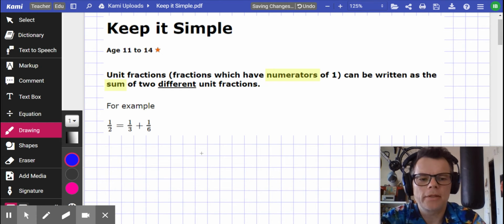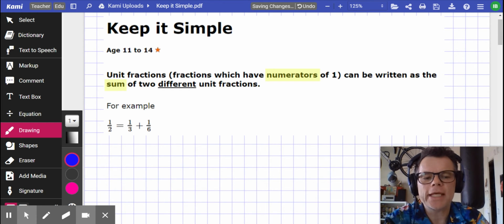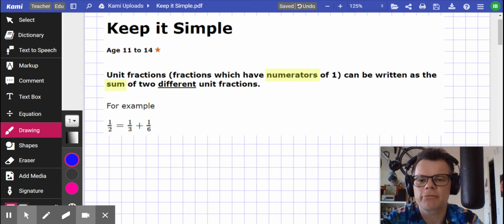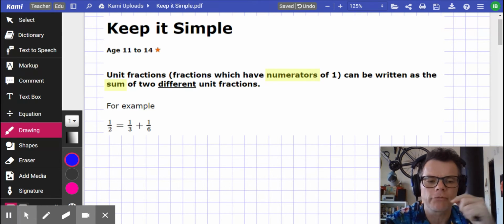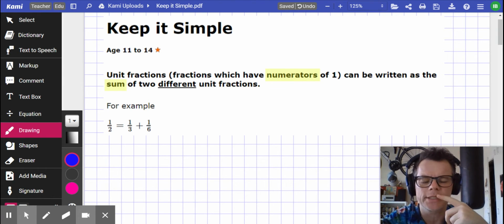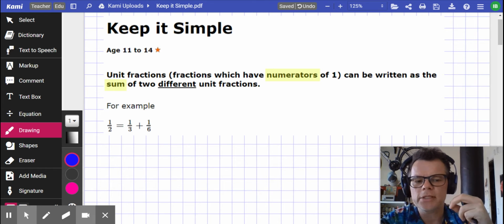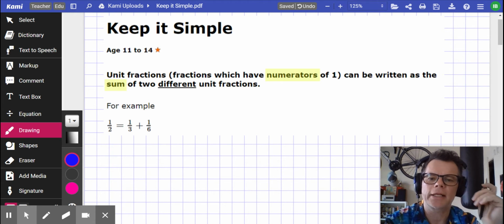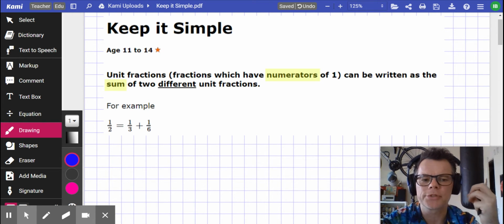Hello, and we're going to look today at a problem called Keep It Simple, which is all to do with adding and subtracting fractions, but a bit of a problem-solving task, more of an extension task. It's from the nRich website. For this, it's probably a good idea if you're more secure with adding fractions and finding common denominators.